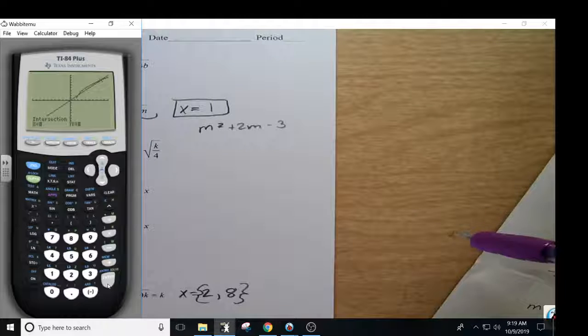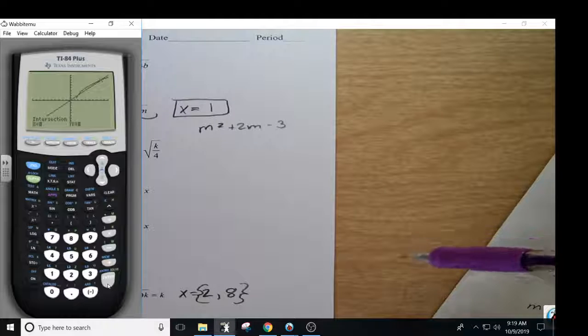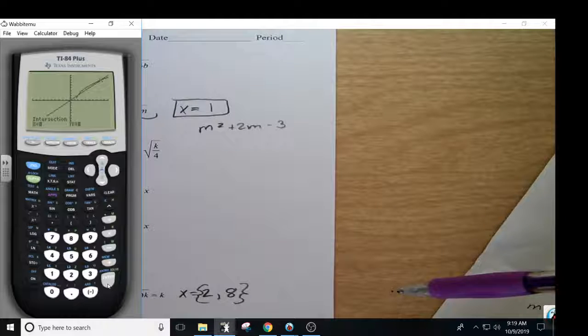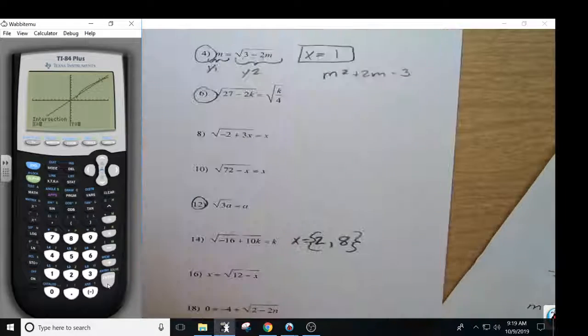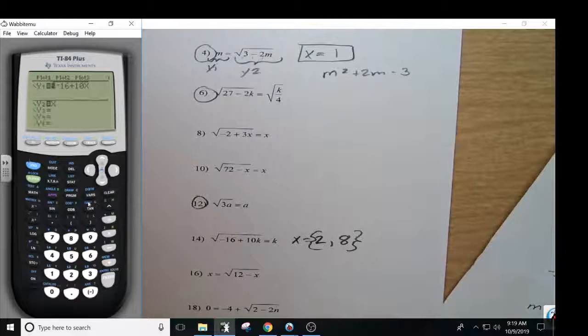Anybody want to see another one? You want to see another one, Heather? Which number do you want me to do for you? 12. So number 12. You want it done by the calculator?